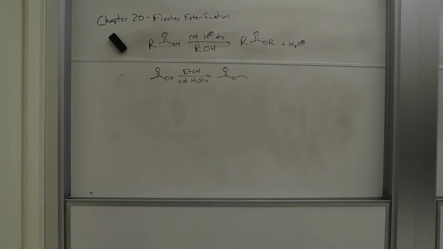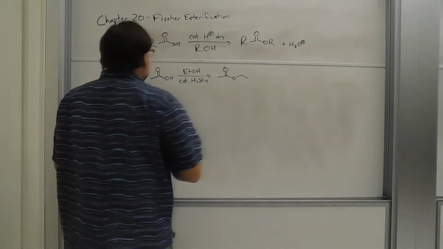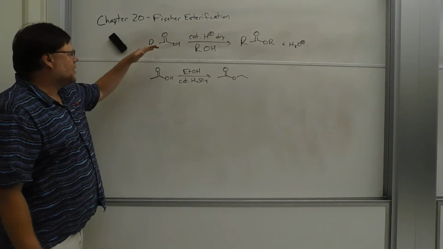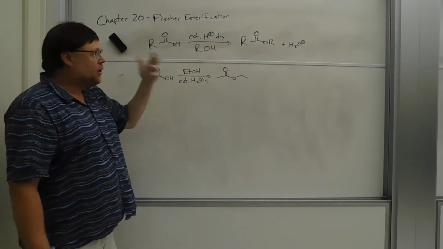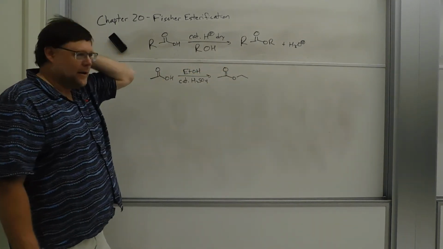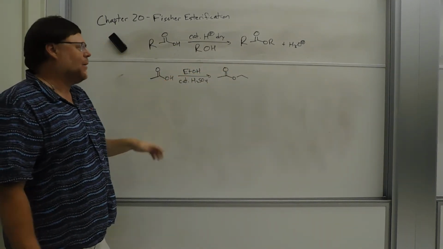Okay, in this video I'm going to take you through the Fischer esterification. The Fischer esterification converts a carboxylic acid to an ester. So you can only really do this with an ester. You can't do this with an amine. You can't make amides this way. You can't really make thioesters this way.